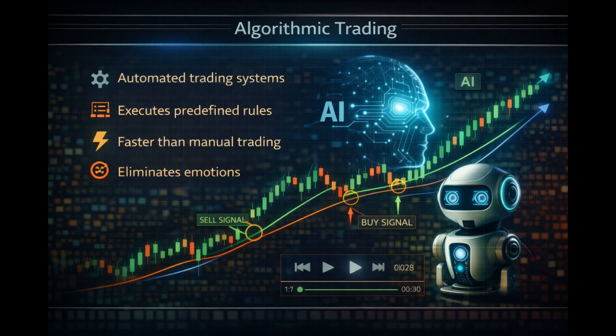Ability to analyze large data sets. Algorithms can process large amounts of data from multiple markets simultaneously. Consistency. Algorithmic trading ensures that strategies are executed consistently according to predefined rules. For example, an algorithm can monitor 20 different cryptocurrency pairs simultaneously and execute trades whenever signals appear.